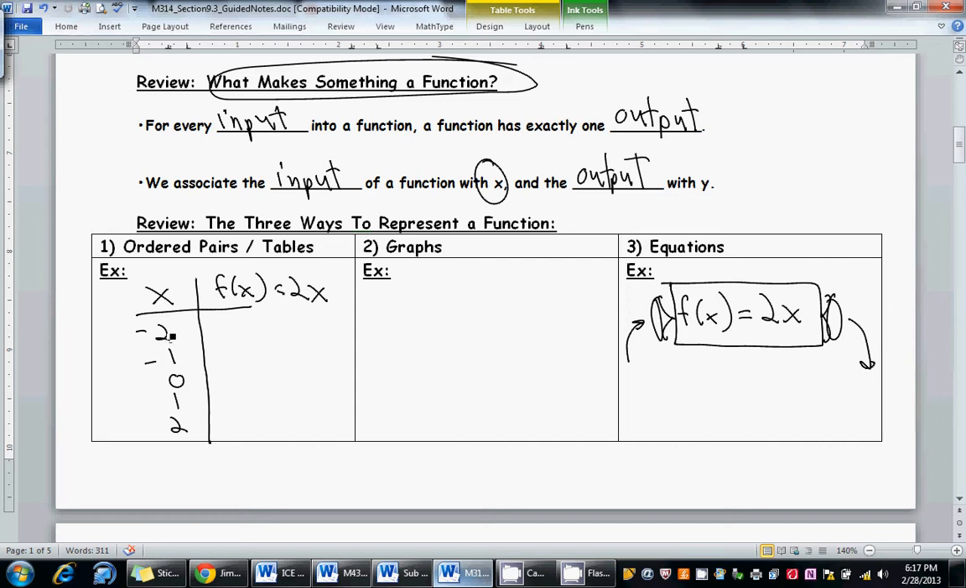So, let's take my inputs and put them into my function machine, right? If I take -2, plug it into my function machine, it's going to spit out 2 times -2, which is -4. If I throw in -1, it's going to spit out -2. I throw in 0, 2 times 0 is 0. Throw 1 in there, 2 times 1 is 2. Throw 2 in there, 2 times 2 is 4. Okay?